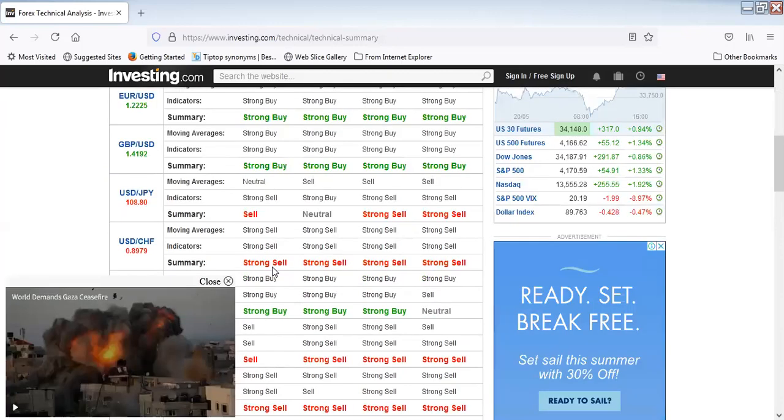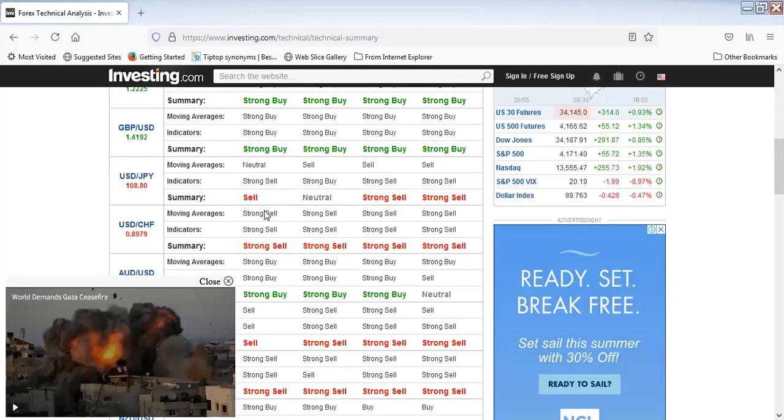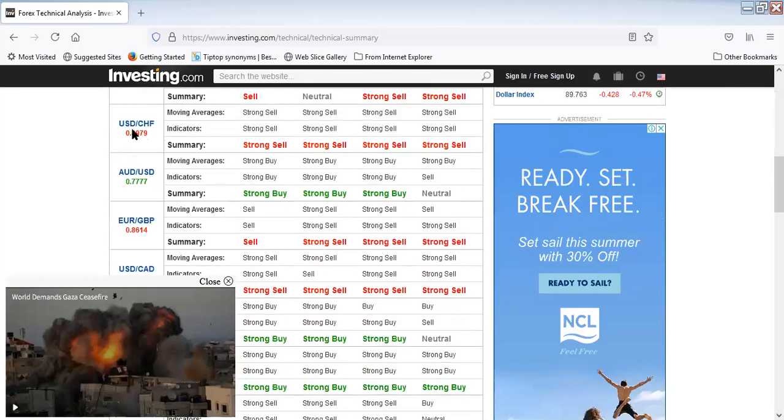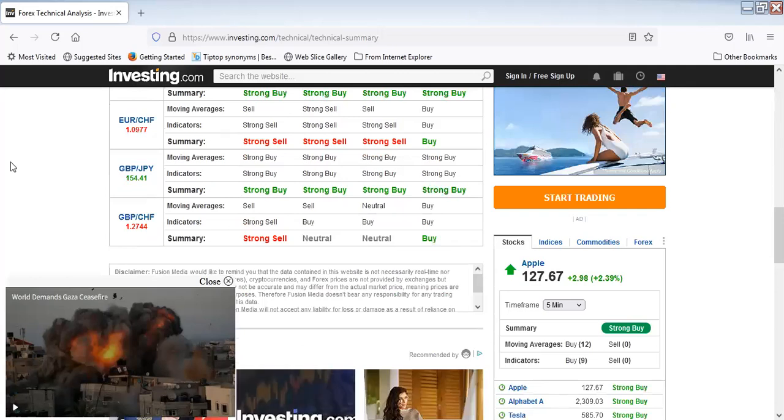Now look at this. USD CHF, strong sell, strong sell, strong sell, strong sell. Do you know why this is a sell and the other is a buy? Because the base currency here is USD. And so if in this case there's a buy, the reverse will happen here. There will be a sell for USD CHF. It is so wrong for you to enter a trade like this.